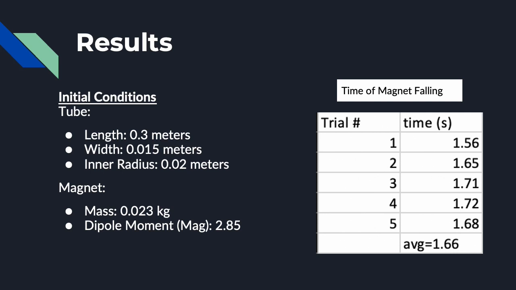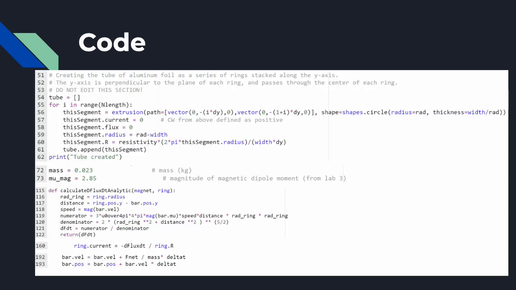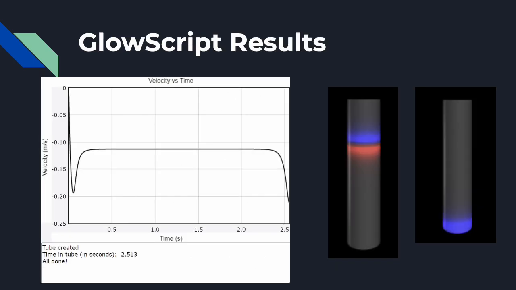Now for the results, I have a graph displaying the fall times for the magnet in each trial on the right-hand side of the screen, and the average time for all 5 trials was 1.66 seconds. Here's a picture of my code, and here's what that code outputted into GlowScript. It predicted that the average fall time would be 2.513 seconds.